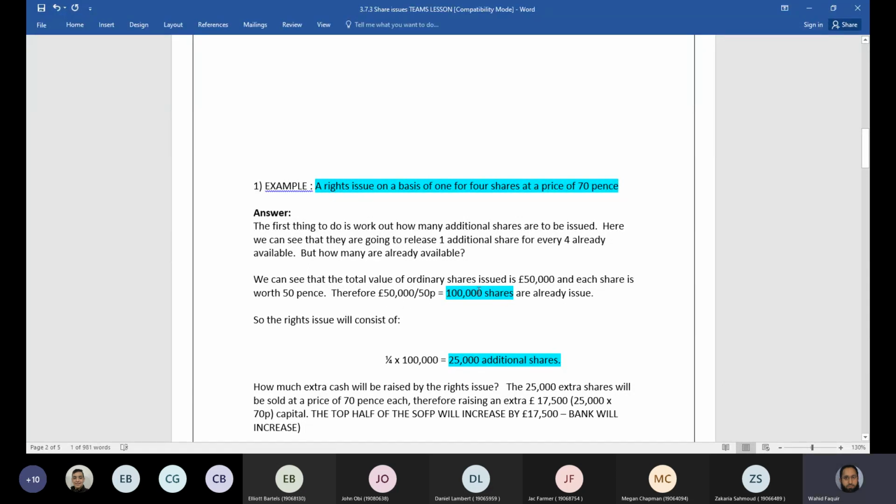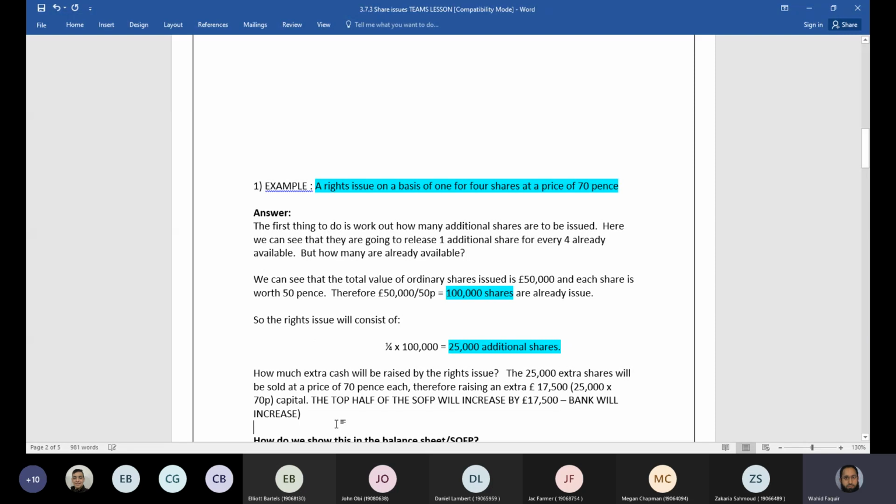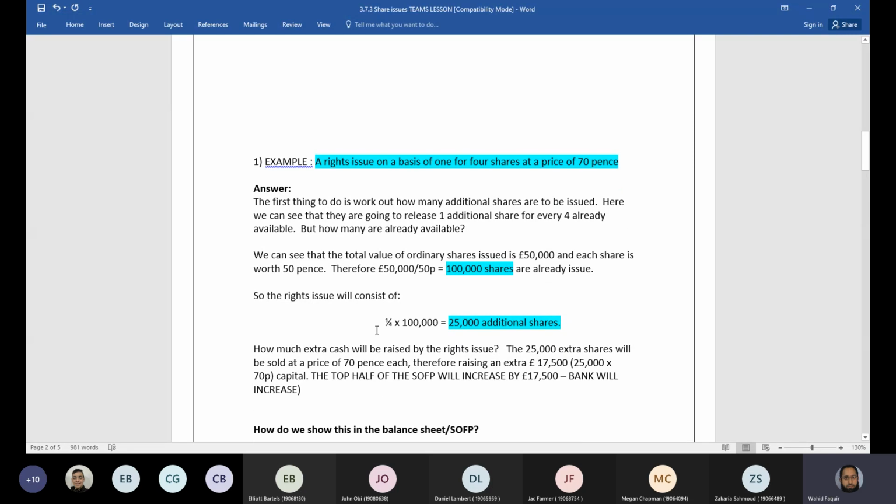So we've just done that calculation now. 100,000 shares are already circulated in the market amongst the shareholders, buying and selling to each other, pushing the value up, above the nominal value being 50p. It's all about supply and demand. If you do economics, even if you don't do economics, it's a general term, everybody understands that. So that was a calculation. That's 25,000 additional shares. Thank you, Daniel.